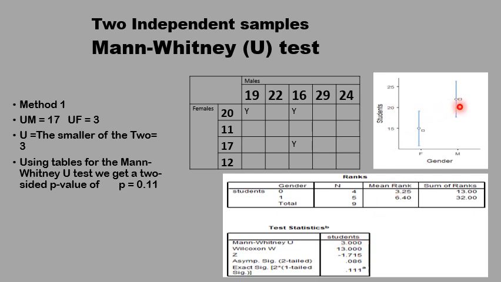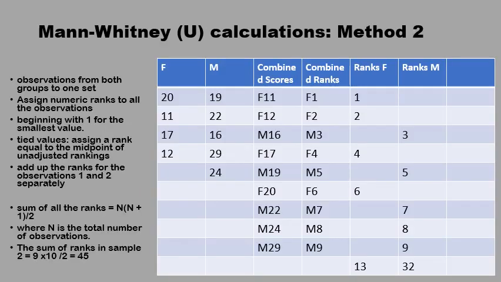You can see here these are the results of the females and the males, and the p-value for the U equal 3 is 0.11, which is not significant. The second method for calculating the U depends on the ranks of the scores.